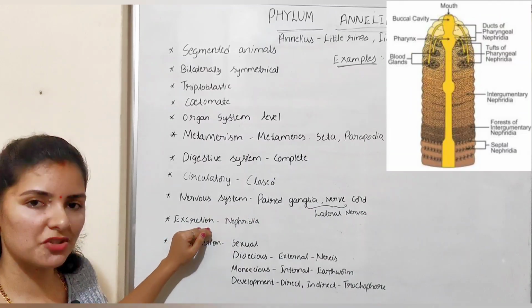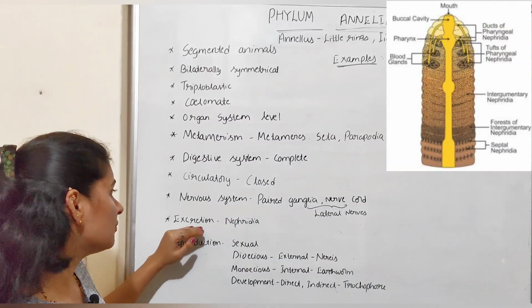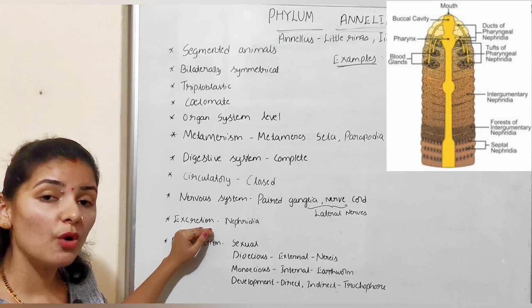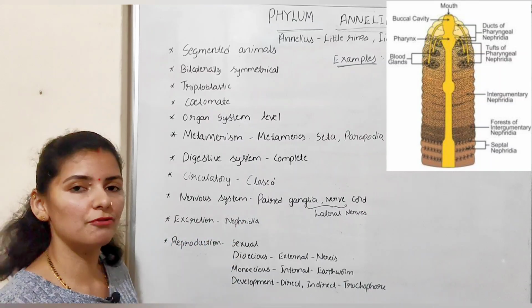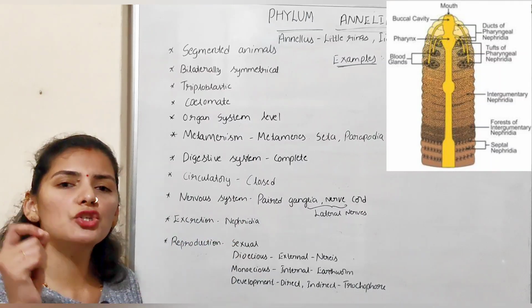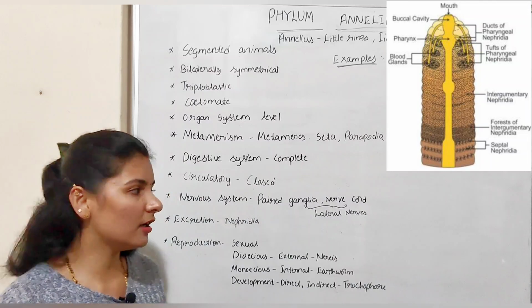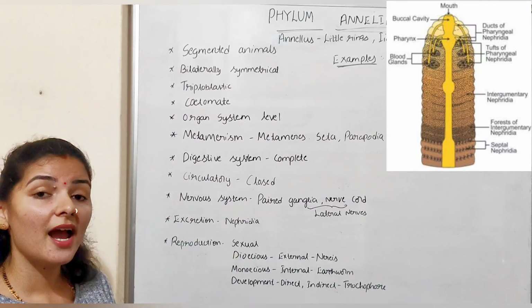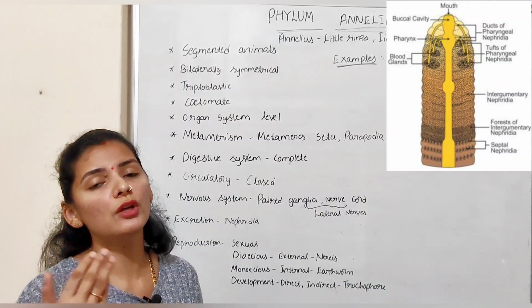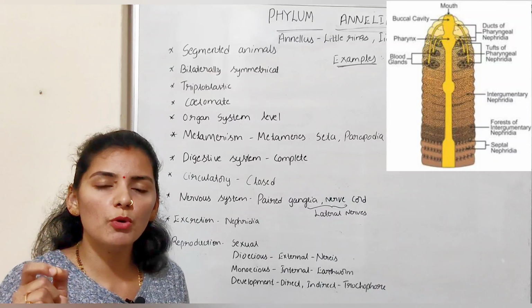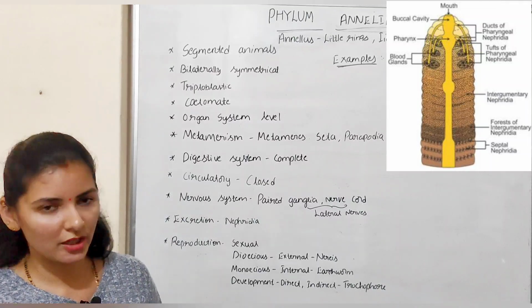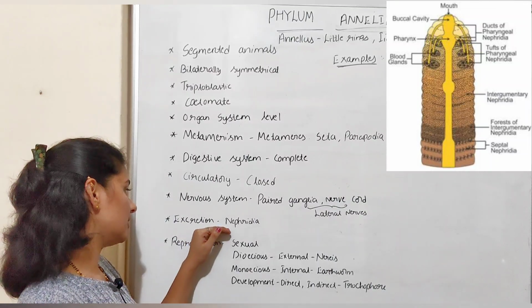Next is excretion, again very important. In this organism, excretion is done with the help of an organ called nephridia. So nephridia is a tubular and highly coiled organ which helps in excretion, and this excretory waste will be thrown out of the body through small pores which are present on the body wall. So that is about the excretory system.